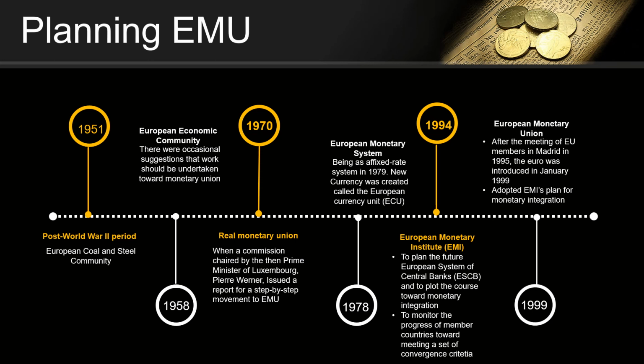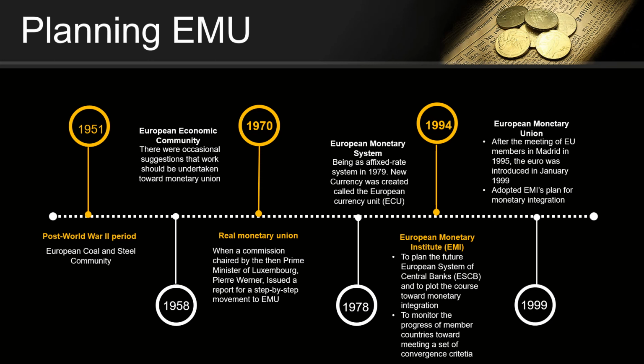This slide shows the time frame of planning the EMU in the past. In 1951, during the post-World War II period, the European Coal and Steel Community was established. Seven years later, it became the European Economic Community. At that time, there were occasional suggestions that work should be undertaken towards monetary union. In 1970, the real monetary union was begun when the commission chaired by the Prime Minister of Luxembourg issued a report for a step-by-step movement to the EMU.